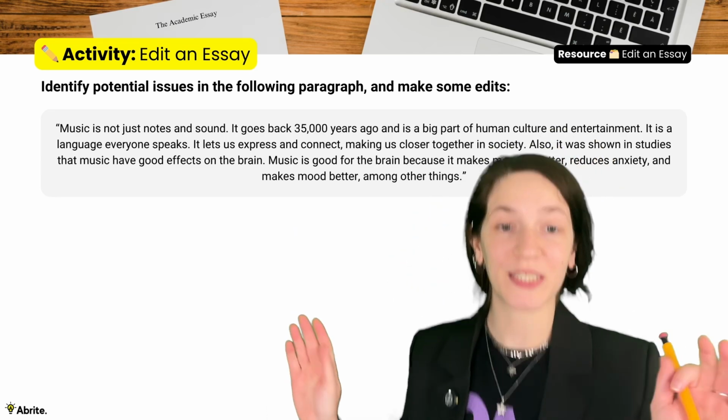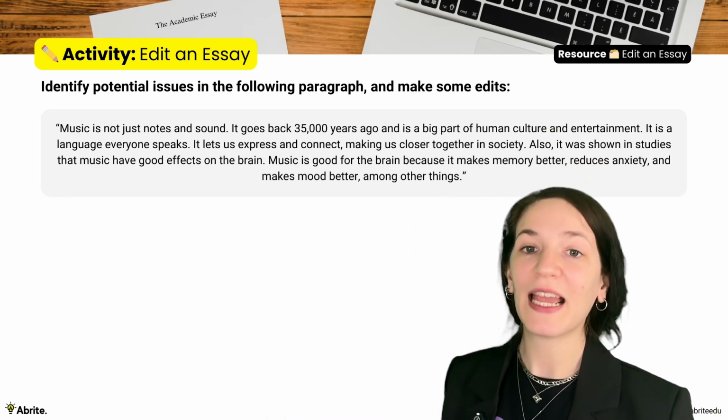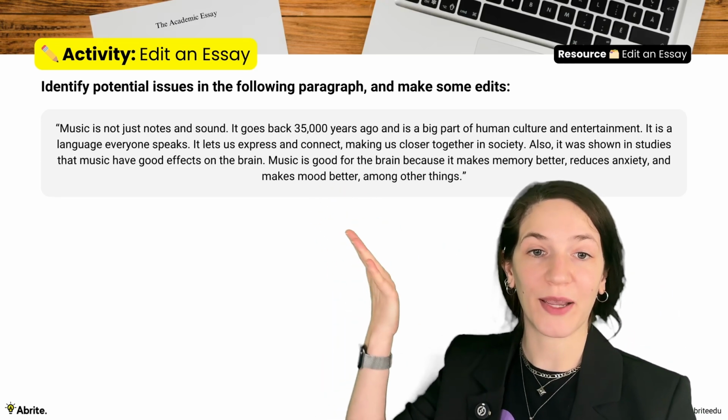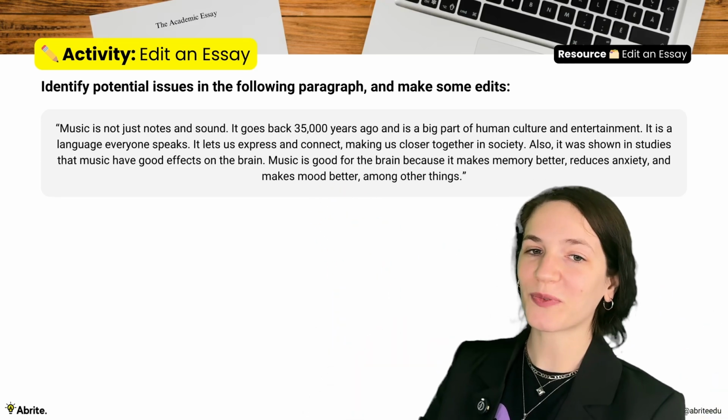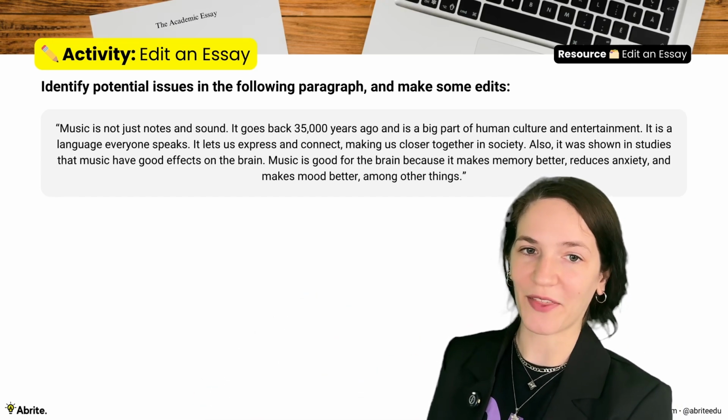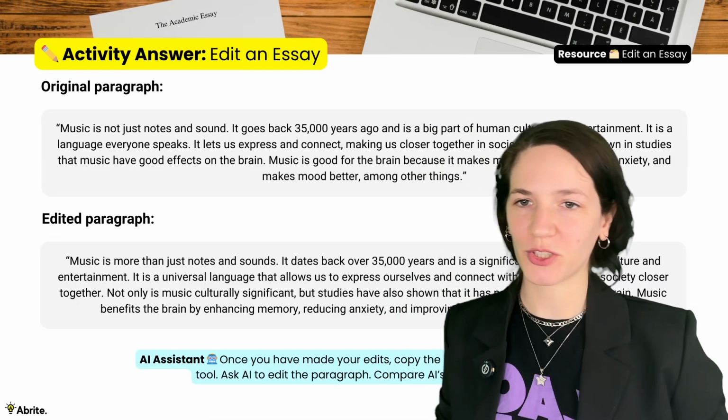I'm going to pause for a second so you can review the introduction and let me know in the comments any changes you think we could make to this paragraph to improve it. You can pause whenever you're ready, and when you're done, unpause and we'll look at a reviewed paragraph together. Okay, let's look at the edited version together.